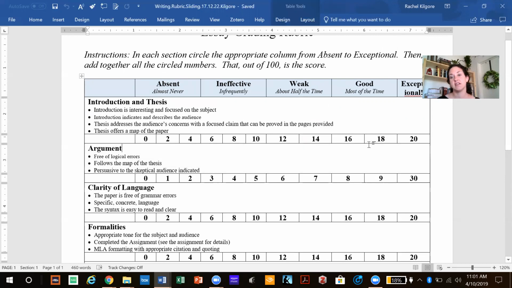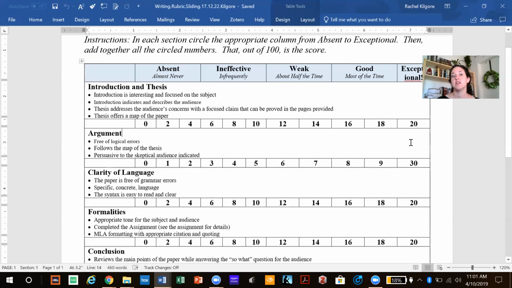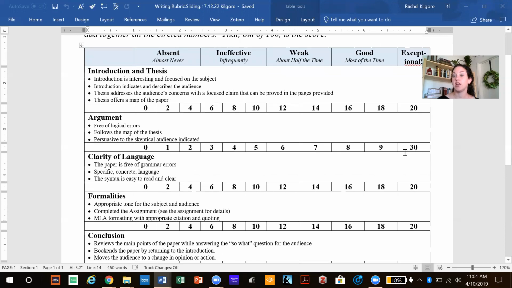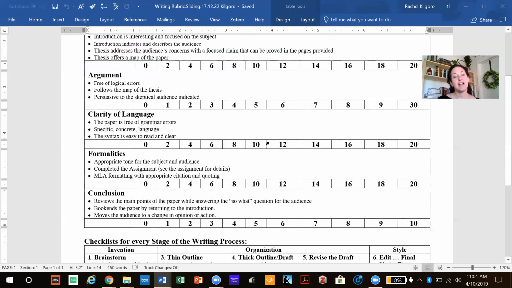Introduction and thesis gets 20% of your overall grade. Arguments gets the highest. I care most about logic and clarity. Truly, if you have good logic, good clarity of language, you are well over halfway there for my papers. So that's 30%, and then the clarity of language is 20%. Formalities, that's things like just following the assignment, having MLA structure, so very easy category to do well in, 20%, and then the conclusion, just 10% of your final overall grade.